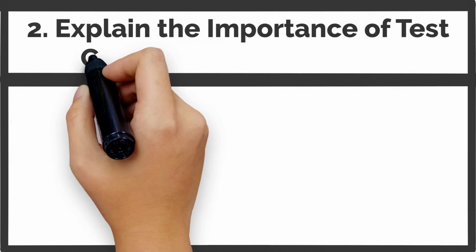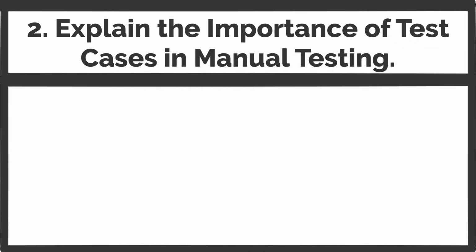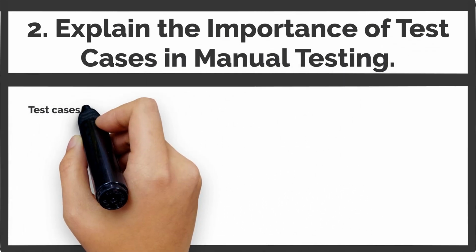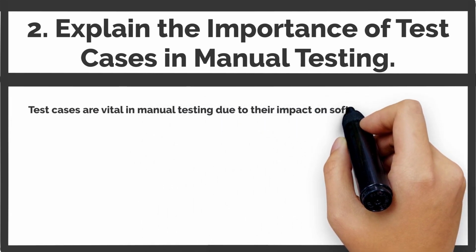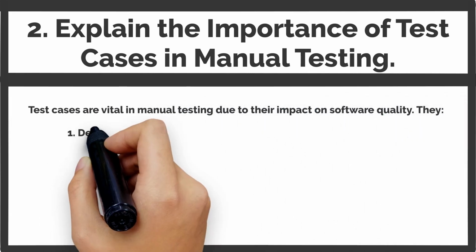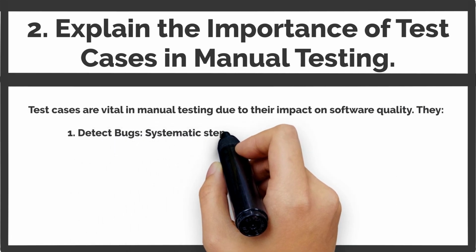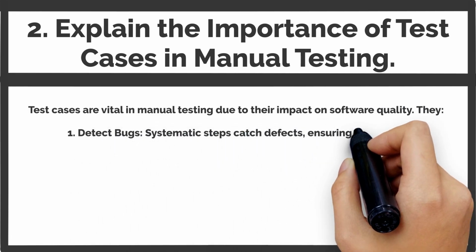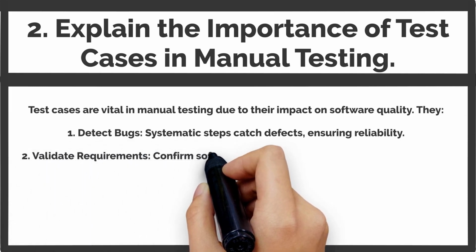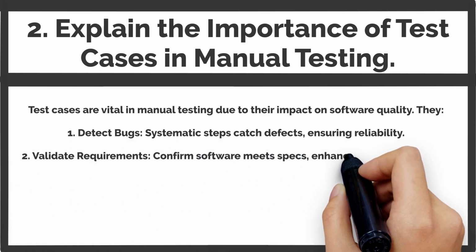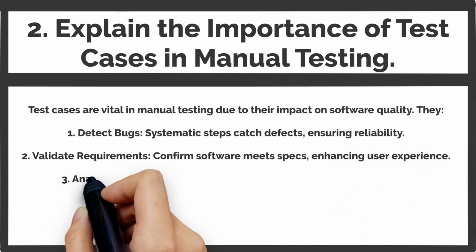2. Explain the importance of test cases in manual testing. Test cases are vital in manual testing due to their impact on software quality. They 1. Detect bugs. Systematic steps catch defects, ensuring reliability. 2. Validate requirements. Confirm software meets specs, enhancing user experience.